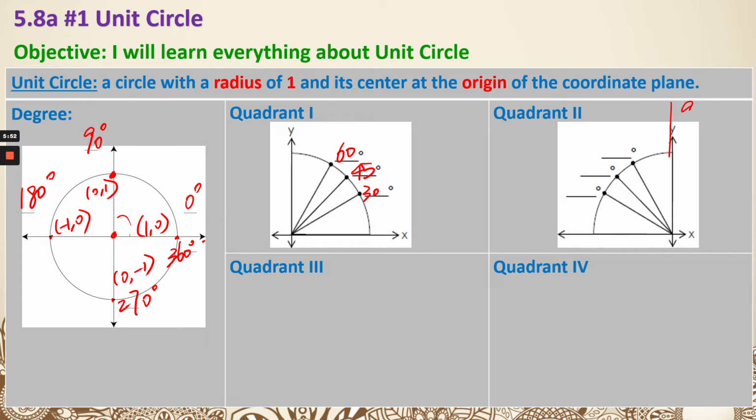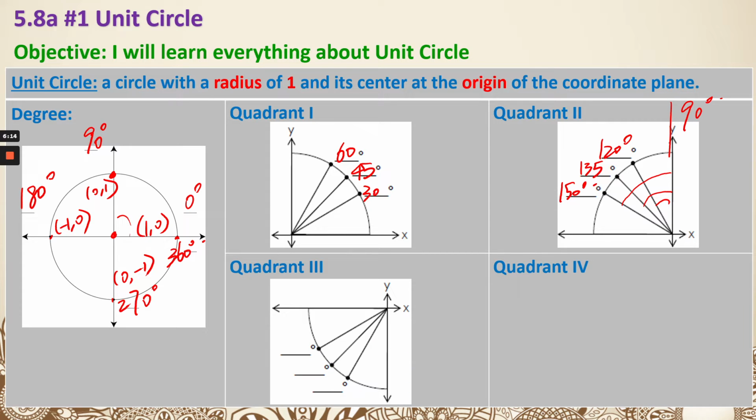Quadrant 2. This right here is 90 degrees. So quadrant 2 is basically adding these three values to the 90 degrees. So this part is 30, so that makes this 120. This part is 45, that makes this 135. This is 60. Basically, that means that angle would be 150 degrees.